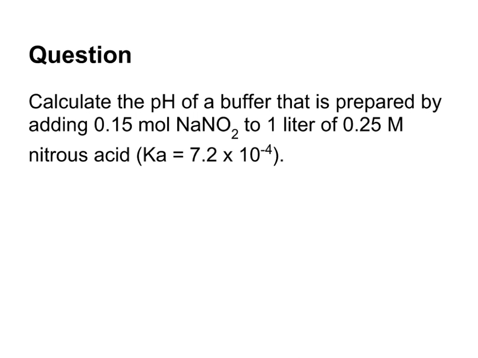Your question for this section: calculate the pH of a buffer that is prepared by adding 0.15 moles of sodium nitrite to 1 liter of 0.25 molar nitrous acid.